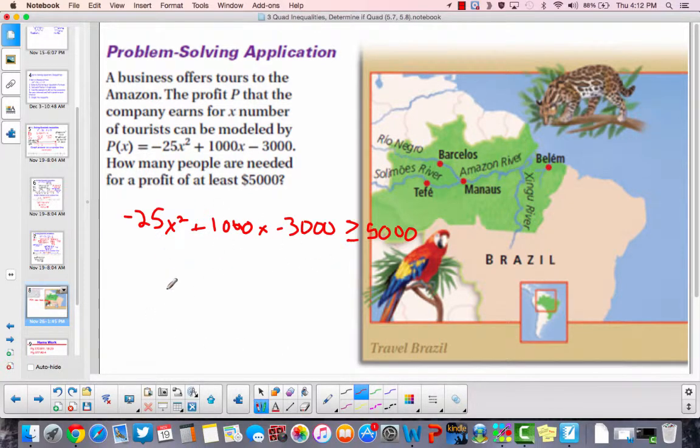Okay, it's one of these inequalities, so we're going to do the same thing we did. We're going to set it equal to 0. Now, I like my x squared term to be positive, so I'm going to take everything over to this side. So I'm going to say 0 is greater than or equal to, and I'm going to add 25x squared to both sides.